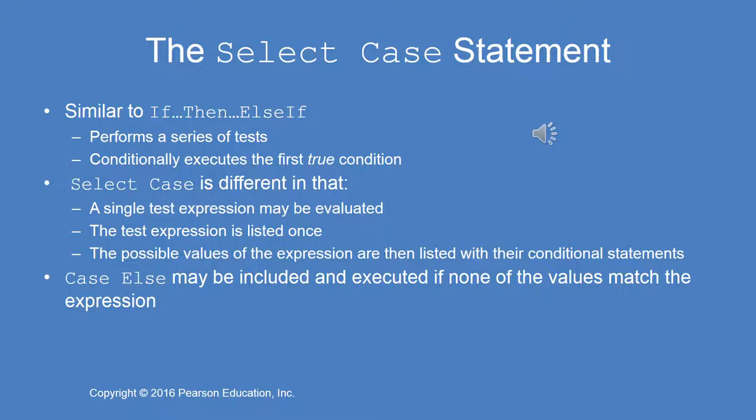It's different in that a single test expression may be evaluated, and it's listed just once, and all of the possible values of that expression are then listed with their conditional statements, the body to be executed if the expression meets that particular value. And if none of the values provide a true, you can have a case else that gets executed if none of the values match the expression. Let's take a closer look. This is difficult to explain without seeing it.